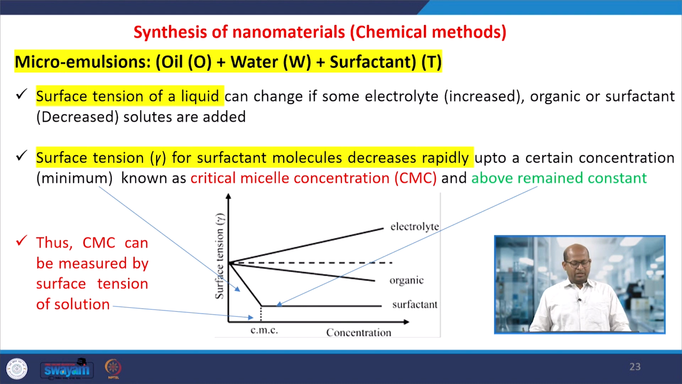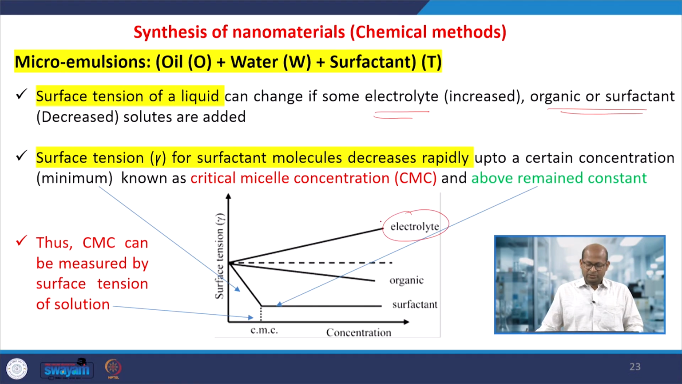Okay. When we are synthesizing microemulsions using oil, water and surfactants, each component forms a solution, and the surface tension of that solution is very important, because that is the liquid we use for nanomaterial synthesis. Sometimes we use electrolytes or organic surfactants. Here you can see that if we use electrolytes, the surface tension of the solution increases.